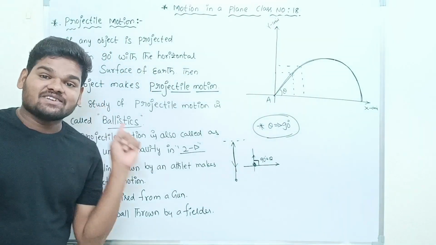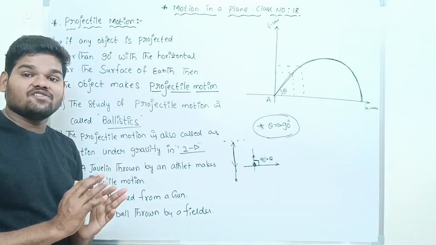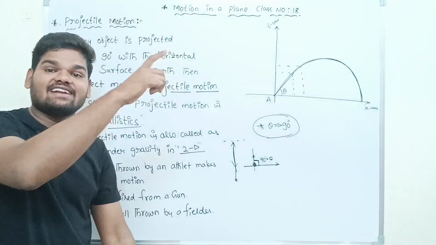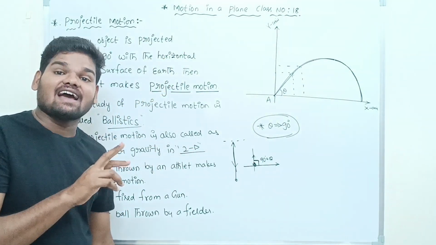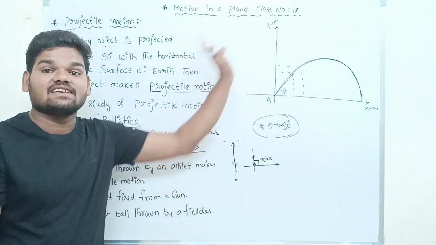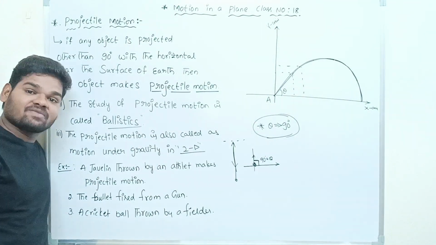Do you understand projectile motion? So what is the meaning of projectile motion? If you want to bring an object into two-dimensional motion, you have to project it by making an angle other than 90 degrees with the horizontal. Then it makes projectile motion. That means it makes a two-dimensional motion. Is it clear? Any doubts?